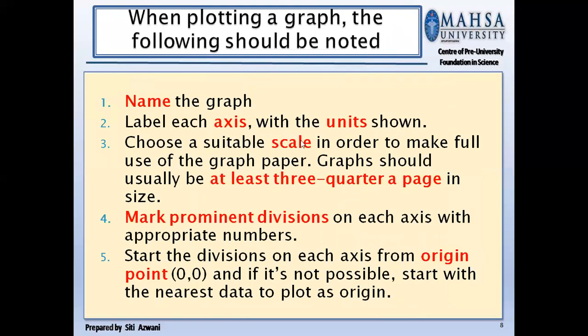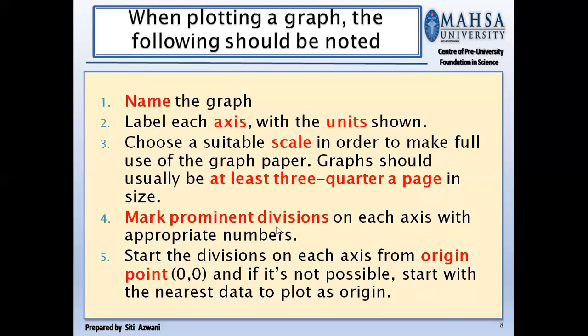Third, choose a suitable scale in order to make full use of the graph paper. The graph should usually be at least 3/4 of a page in size. Don't draw your graph very small. On the graph paper, your graph should be at least 3/4 of the size, more than half. Don't draw a small size. Then choose a suitable scale in order to make full use of the graph paper.